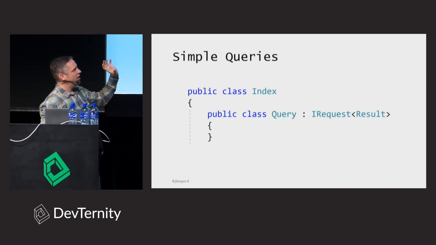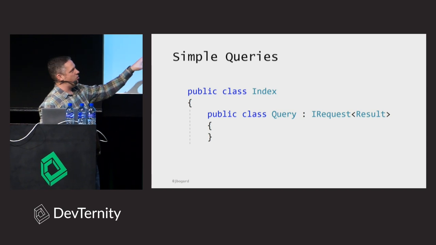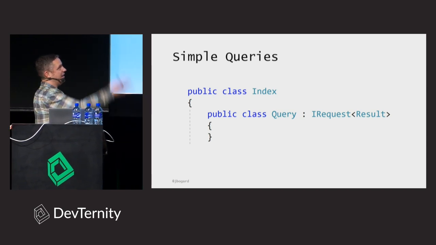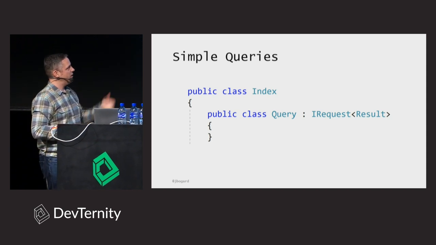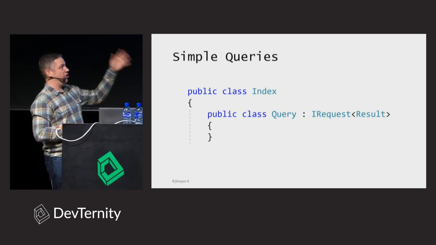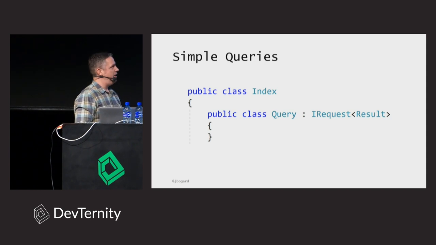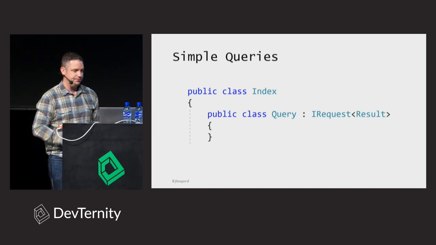And so I'm making sure that this functionality, this request, is completely inside of that overall set of request objects. In this case, the query is an inner type of the index class. Sometimes we've done inner classes, other times we've just done organizational structures like folders. But we wanted to make sure that this class was very close to everything else that had to deal with whatever that query was going to be.